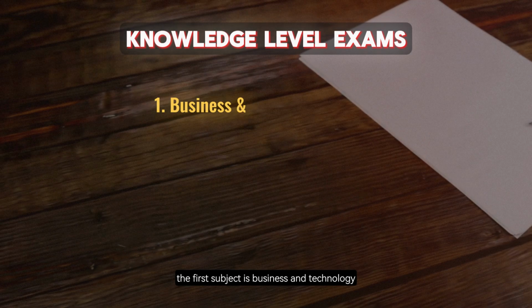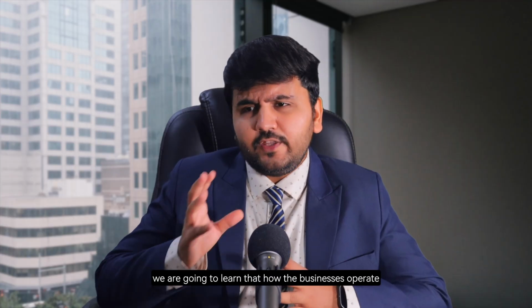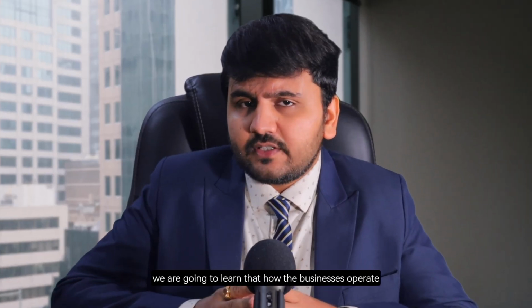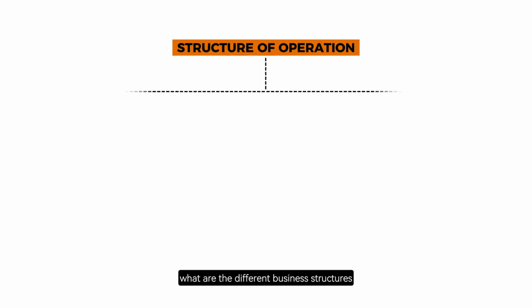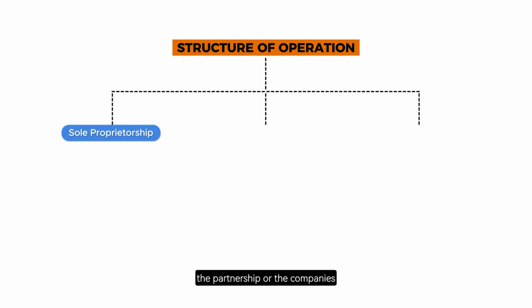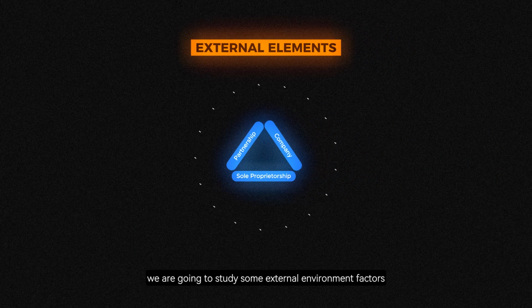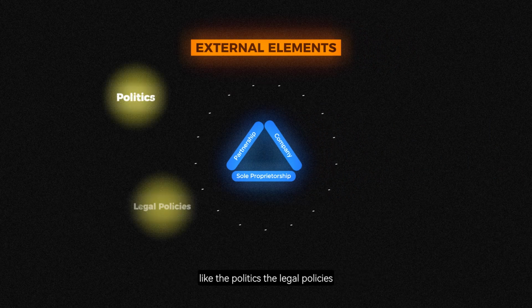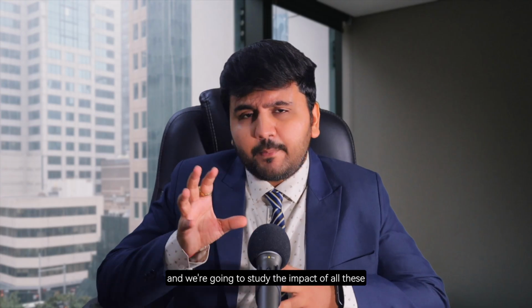The first subject is business and technology, which is also known as BT. In BT, we are going to learn how businesses operate. We are going to understand the different business structures, like the sole proprietor, the partnership, or the companies. We are going to study some external environment factors like the politics, the legal policies, the competition, the environment, and we are going to study the impact of all these external environments on our business.